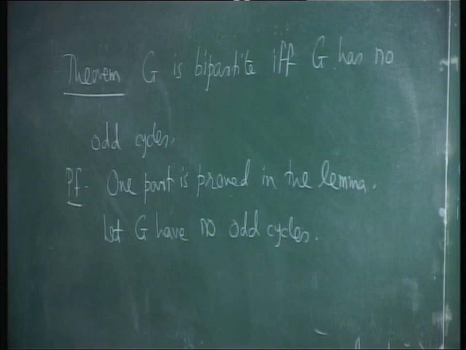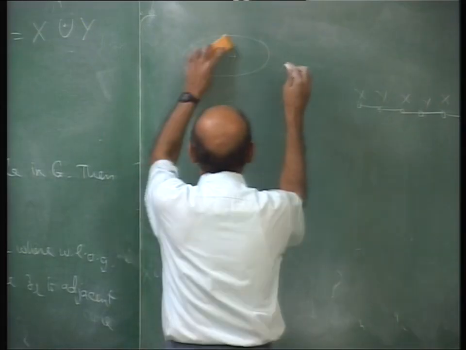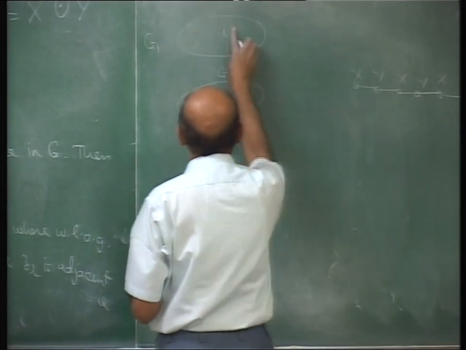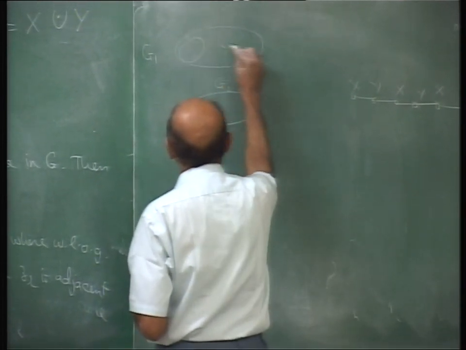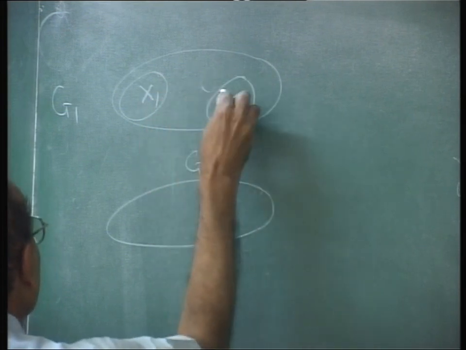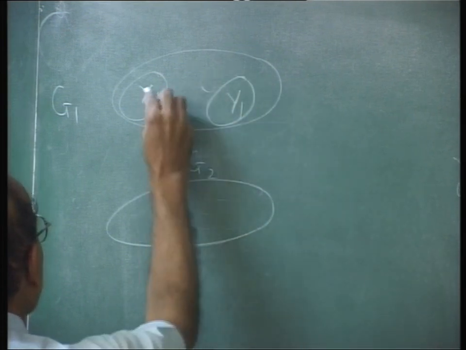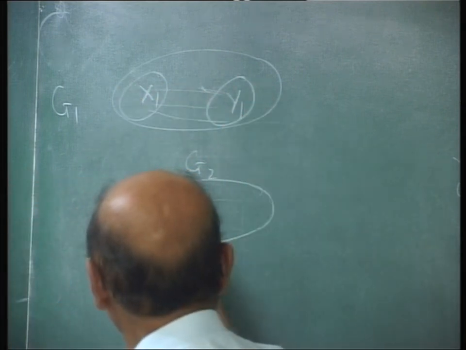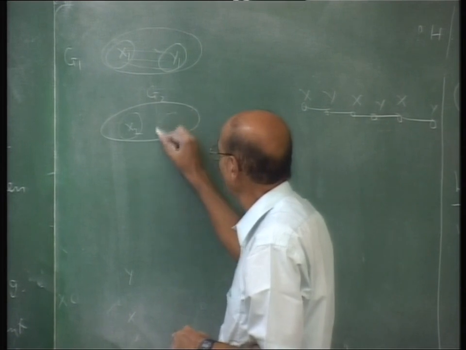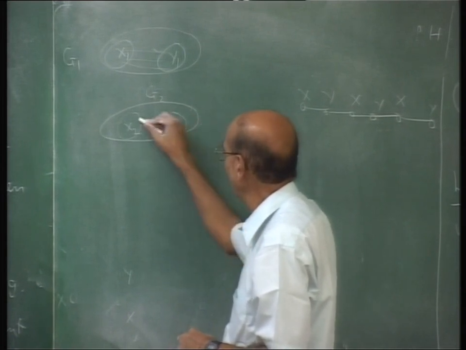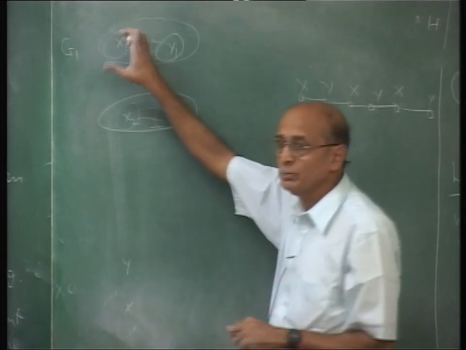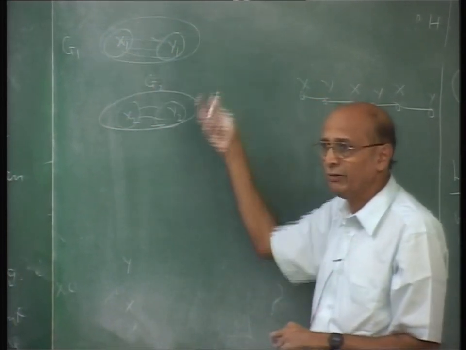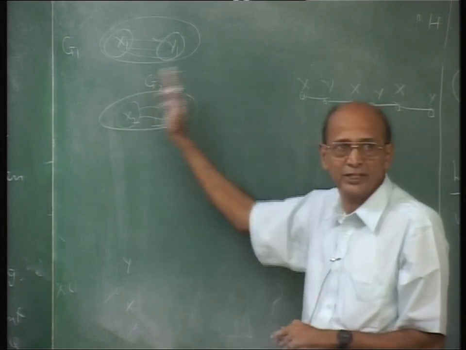suppose G consists of two parts. This is the part G1. What that is saying is there is a partition here, X1, Y1. All the edges go only from X1 to Y1. If there are edges, they go only from X1 to Y1. Similarly for G2, the edges only go from X2 to Y2. Then I can take X to be the union of X1 and X2, Y to be the union of Y1 and Y2. Then the edges will go only from X to Y.